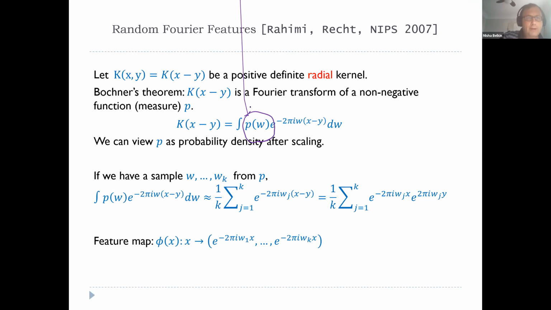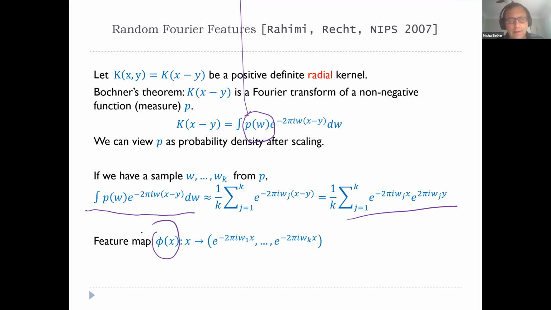So here is what we get. We get the integral of P of w times this thing, which is just the kernel itself, approximately equal to the sum, or rather average, of e to the minus 2 pi i w_j x minus y. And of course, the exponential is multiplicative, so I could write it in this form. And then what you realize is that this is just a feature map. If I construct a feature map like this, this is nothing else but phi of x transpose phi of y in that space, up to a normalization. Misha, you're like 1 over square root of k times that, maybe.